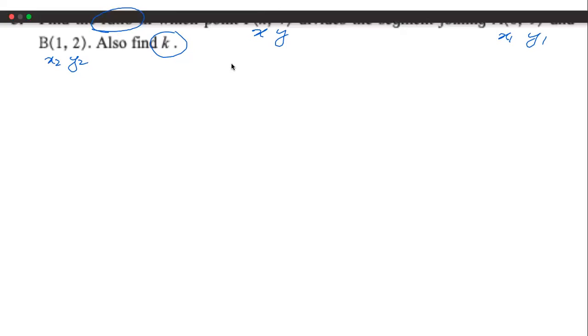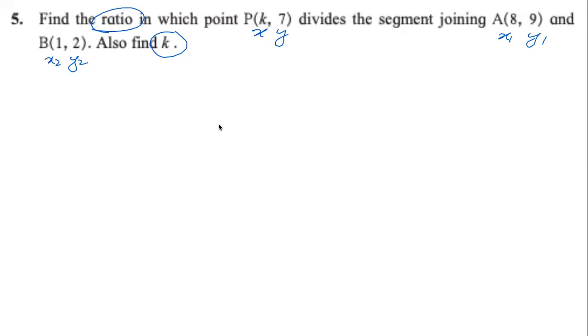Here we don't know X. X is K. We still don't know the value of K. So we will use the Y formula. So if you use the Y formula, which is Y equals M Y2 plus N Y1 by M plus N. Here Y is given as 7. So 7 equals to ratio M into Y2. Y2 is 2. So 2 Y2.